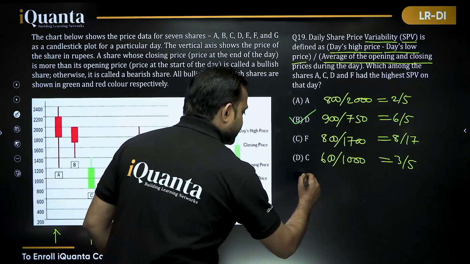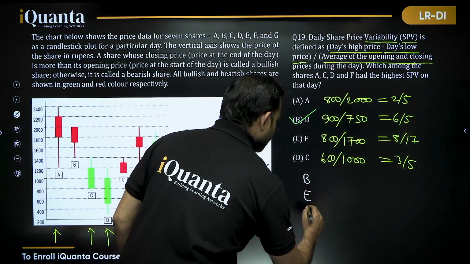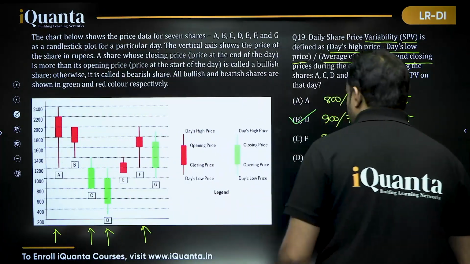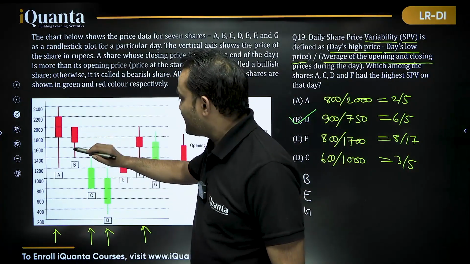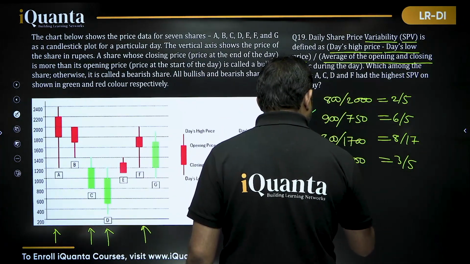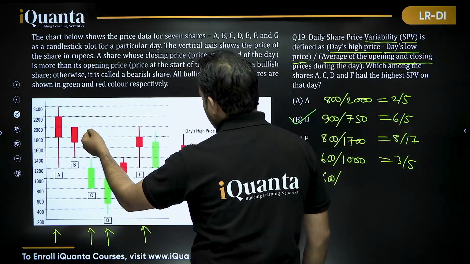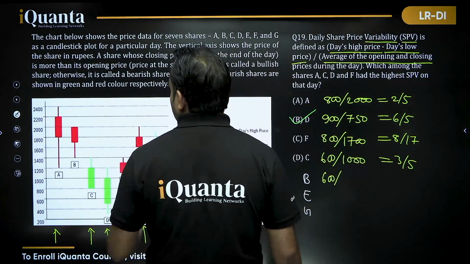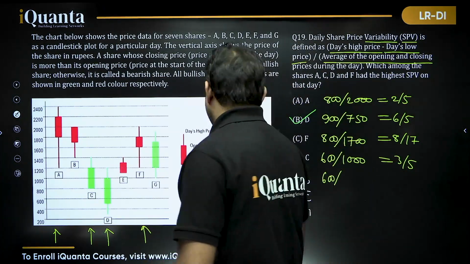So we can take B, then we can take E, and then we can take G. Now in each of these cases, what will be the SPV? Let's check. In case of B, 2000 is the day's high and 1400 is low. So the difference will be 600, divided by 2000. The opening price is 2000 and the closing price is 1700. So total 2000 and 1700, it's 3700 by 2, so 1850, right?